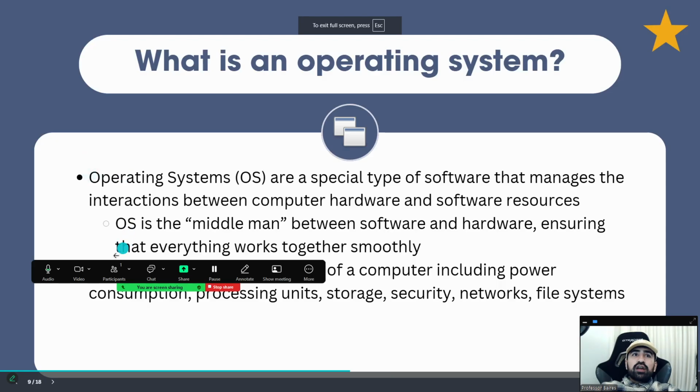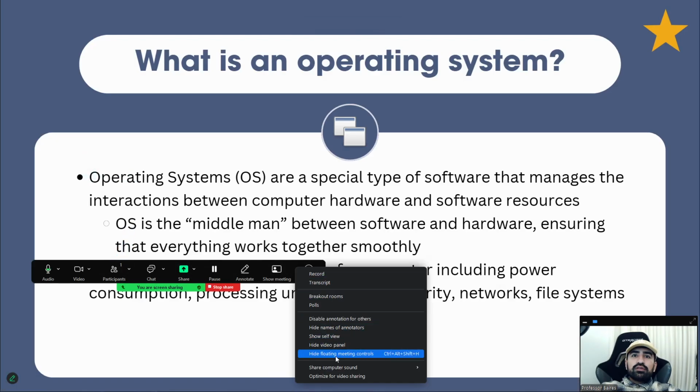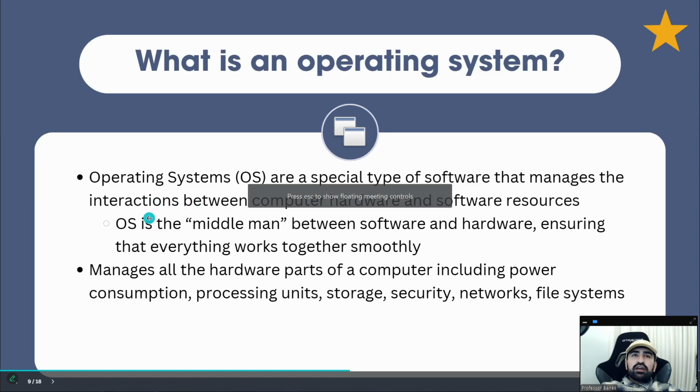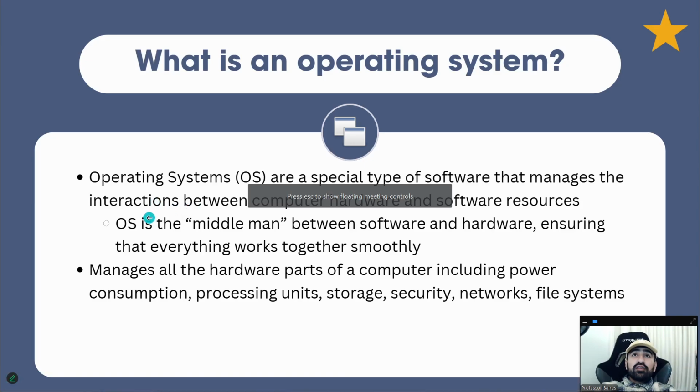All right, so what is an operating system? So we've discussed application software. Well, we also have something called system software. Another term for it is an operating system. So this is a special type of software that manages the interactions between the computer hardware and the software resources. So it's kind of the middleman between your hardware and your software apps at the top. Without the OS, it'd be really difficult for software to communicate and work with your computer.